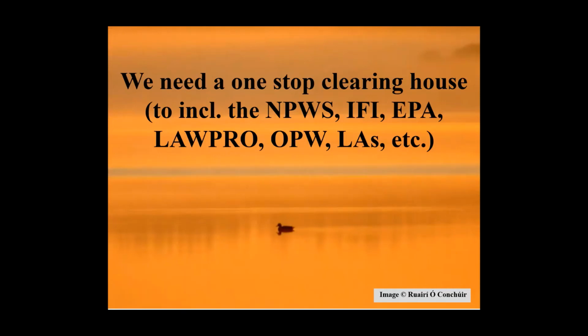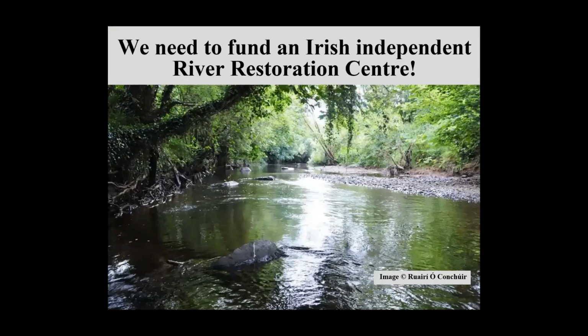And that's critical because communities are often faced with dealing with multiple agencies. So we need a one-stop clearing, IFI, EPA, LAWPRO, the OPW, local authorities, and possibly others. We need to fund an independent Irish river restoration centre. So a river restoration centre that would support communities to undertake projects of scale while building Irish expertise. And I think that is critical. That is probably the most important recommendation that I would have.